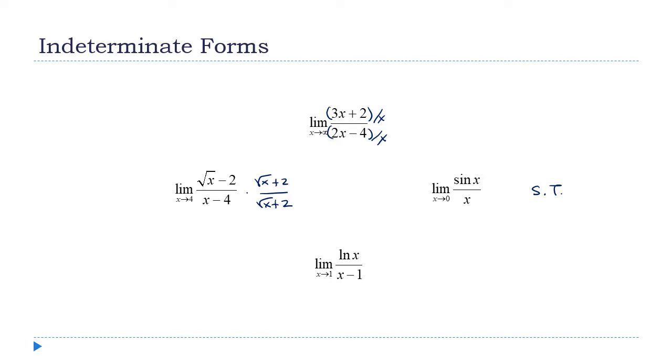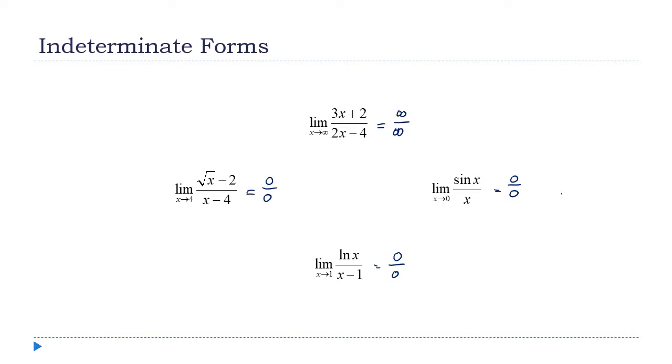What I want to do first is look at all of these and think about what they all have in common. If we try the direct approach and substitute the limit number, this one becomes 0 over 0. This one, square root of 4 minus 2 is 0, and 4 minus 4 is 0. Up here, if you take the limit of the top and the bottom separately, this becomes infinity over infinity. And down here, the log of 1 is 0, and 1 minus 1 is 0.